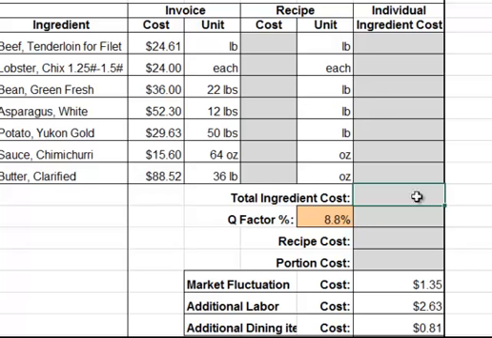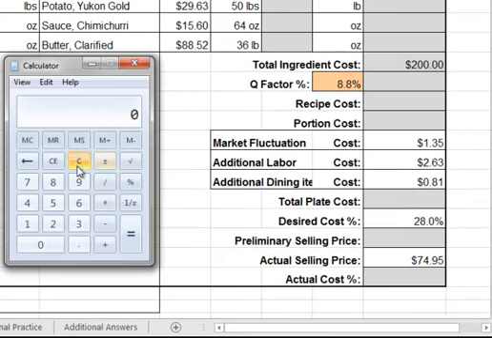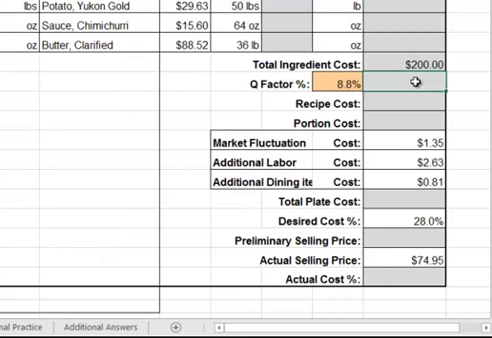So we have our total cost before Q factor. We use that with this number. We would take the number and multiply it by 8.8%, and that will tell us how many dollars that is. So if we have 200 here, we take 200 and multiply it by the decimal form of 8.8%. So our Q factor for 80 people is going to be about $17.60.